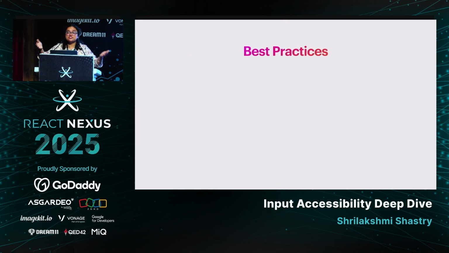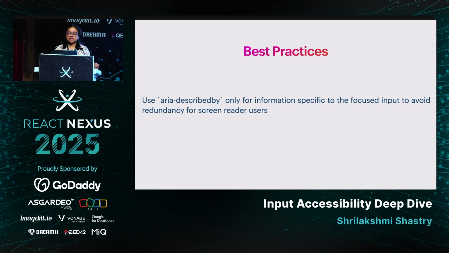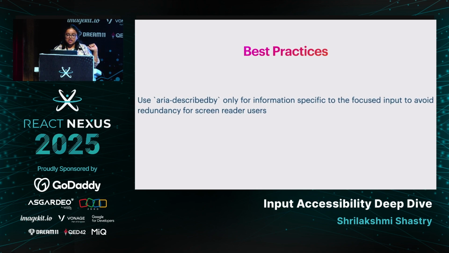Then what content should go for ARIA describedby? Any information that is very particular to the focused state of the input tag. For example, in the initial videos, we had an input tag where we were writing the name, and that name was available as the domain name. That domain name is very particular to the focus state of that input tag, so that should go as ARIA describedby.